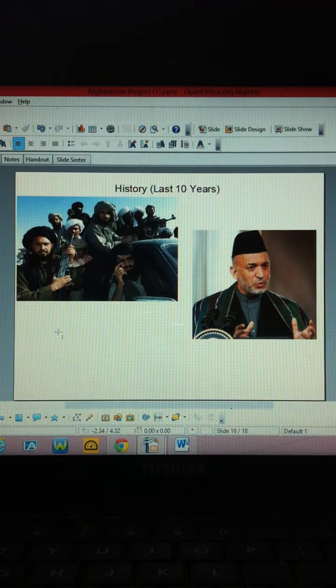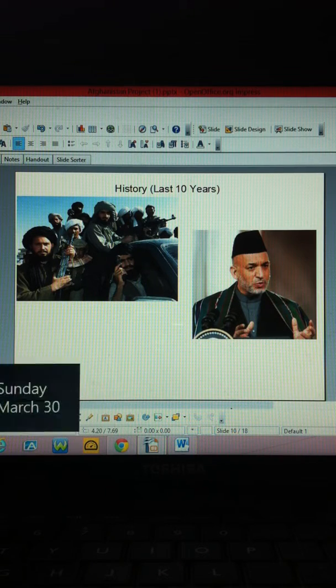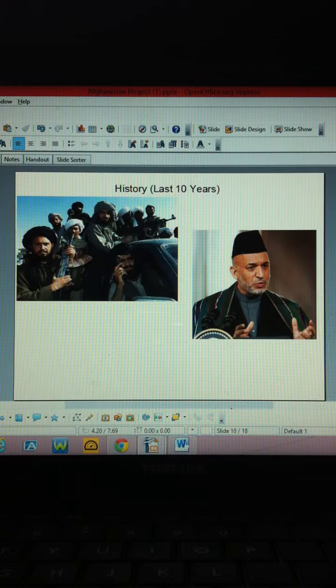History, last 10 years. Here we have a picture of the Taliban regime, which are Muslim fundamentalists. After the United States and NATO forces came into Afghanistan and took them out of power, interim President Hamid Karzai, seen here, was put in as president.